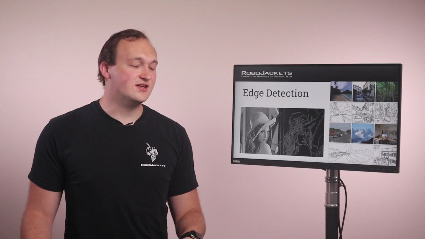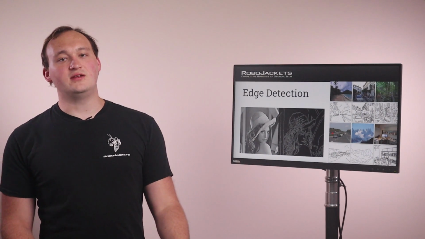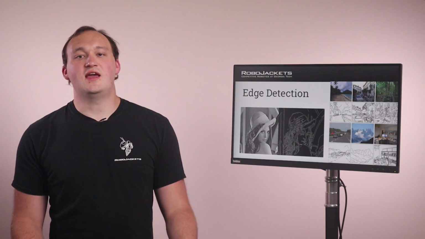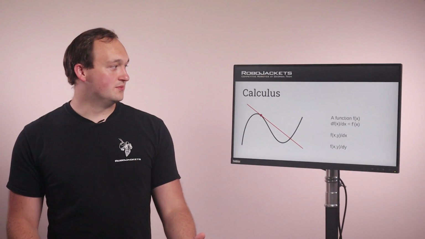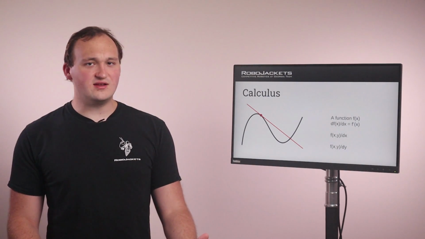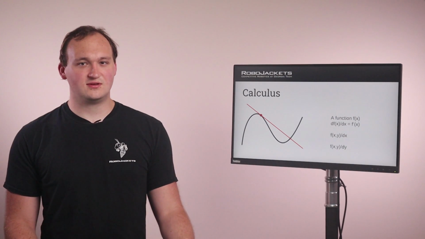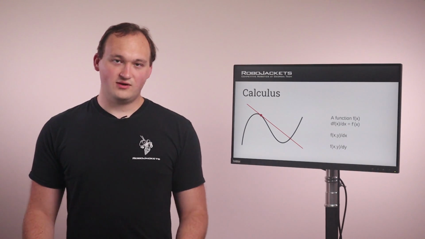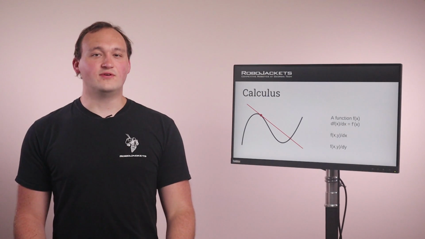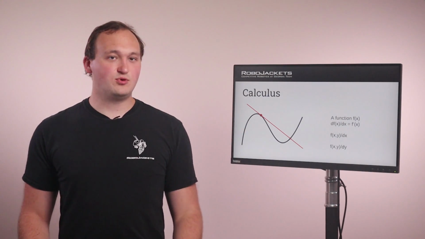The next thing we talk about is edge detection. One of the things we're often trying to find in images is where there are edges, because edges typically lead us to important information. So before we get into edge detection, we have to talk a little bit about calculus. You probably all remember from calculus, the derivative of a function is the slope at some instantaneous point.